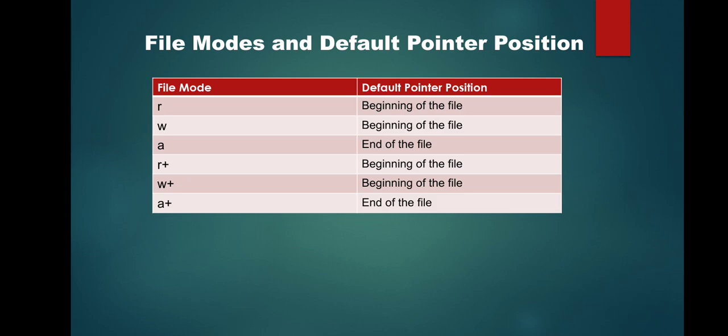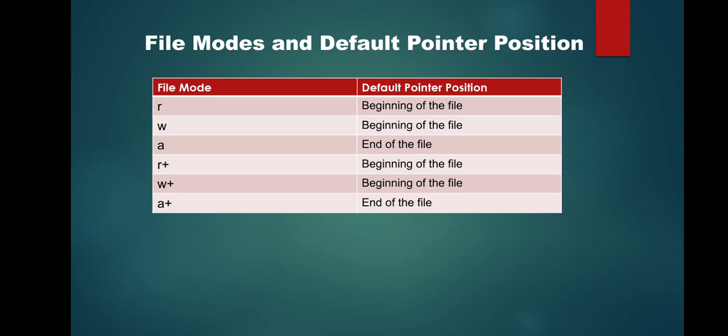In this table, we have listed the various file modes and their default pointer position when the file is opened. If the file mode is r, then the pointer will be placed at the beginning of the file. In case of w, again the pointer will be placed at the beginning of the file. In case of a mode, that is append mode, the pointer will be positioned at the end of the file.